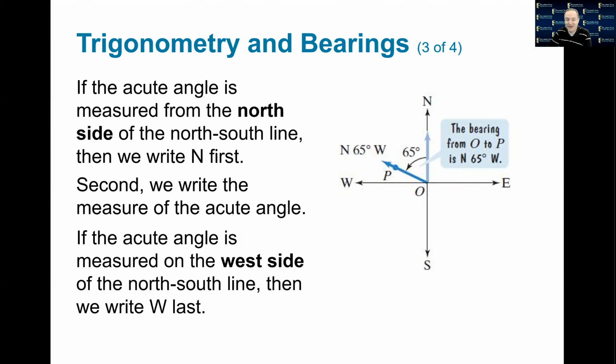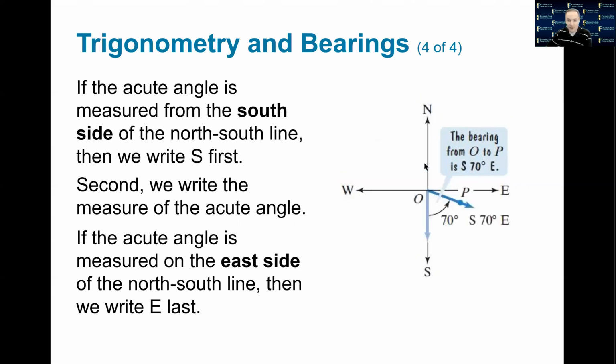And you'll see here, if I'm trying to do the bearing, you say, well, from O to P in this case, clearly the main direction again is north. And then how many degrees east or west of that? Well, it's going west of north. It's 65 degrees west of north in this case. That would be my final answer for this bearing.